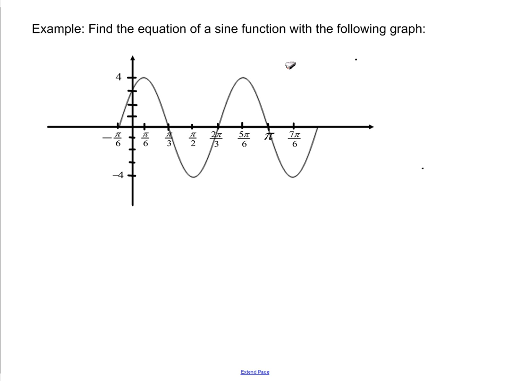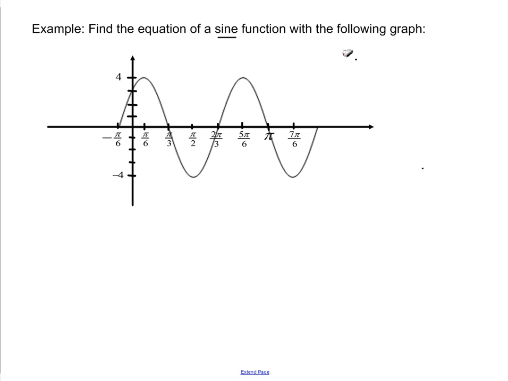Here's an interesting problem. The question asks us to find the equation of a sine function that has this following graph. And it looks a little strange right here. I don't know if everything's evenly spaced, but it's pretty well evenly spaced. So I'm just going to go with the numbers that we have right here. So what are we asked to do? In this function, we are looking to find a sine equation that reflects this graph.